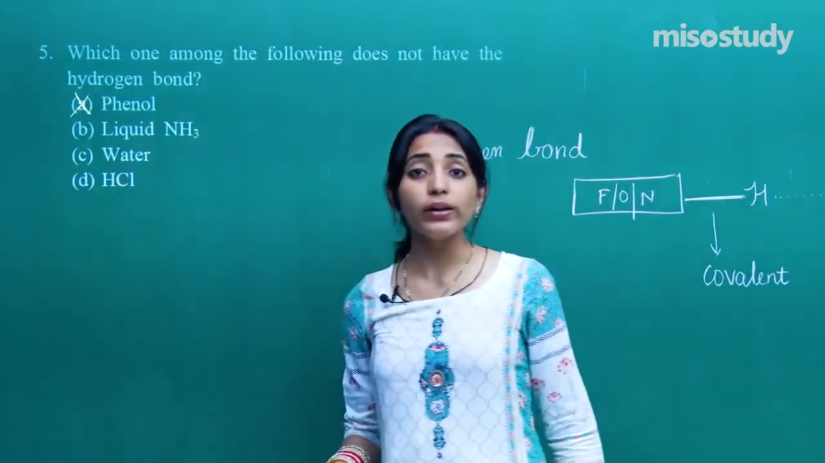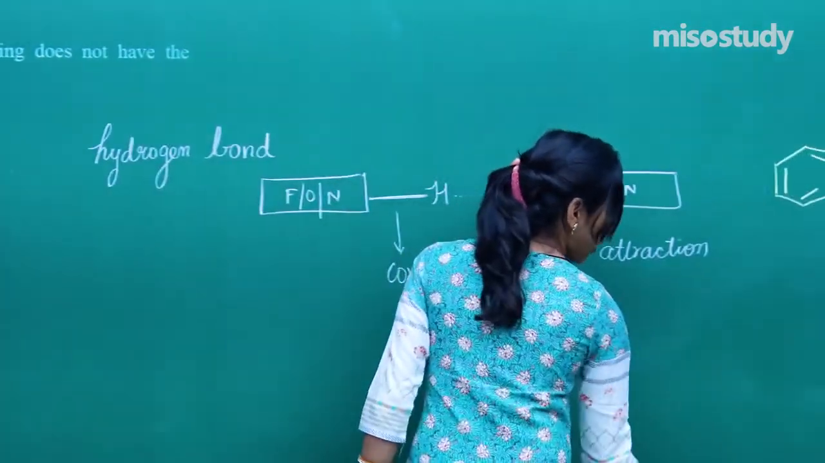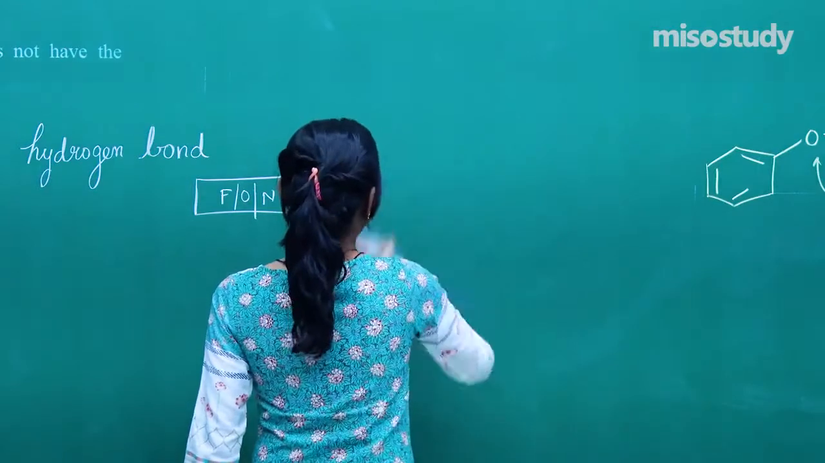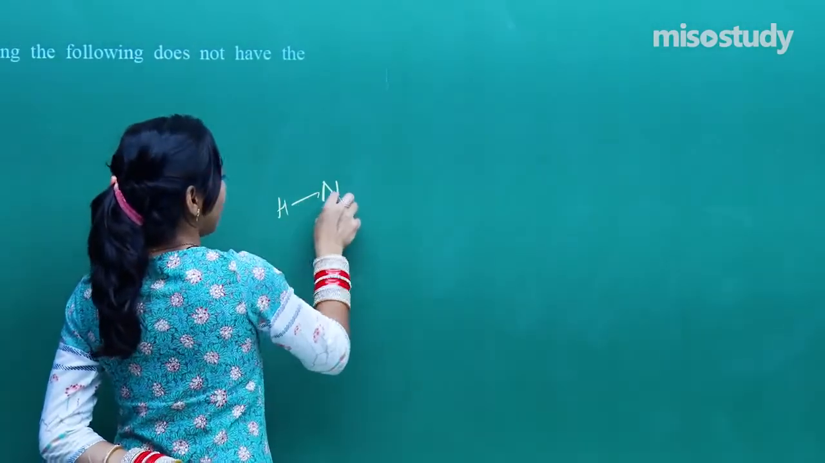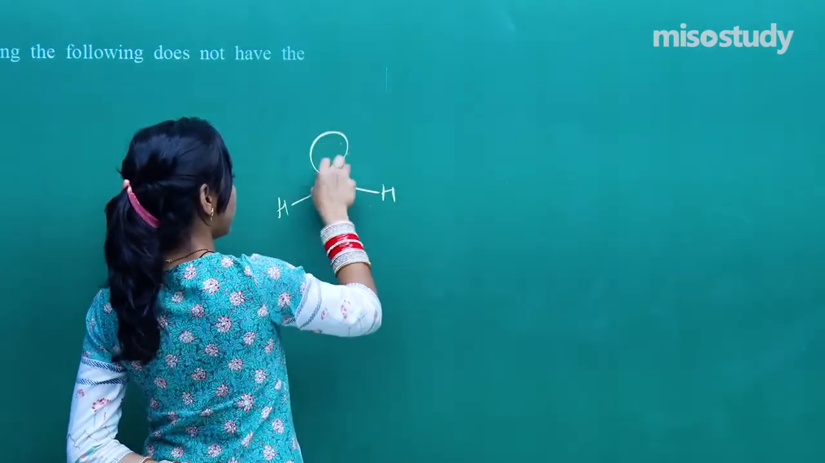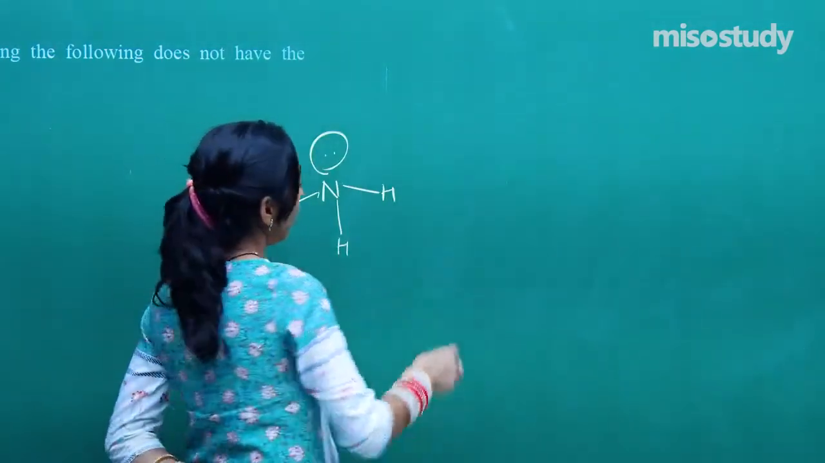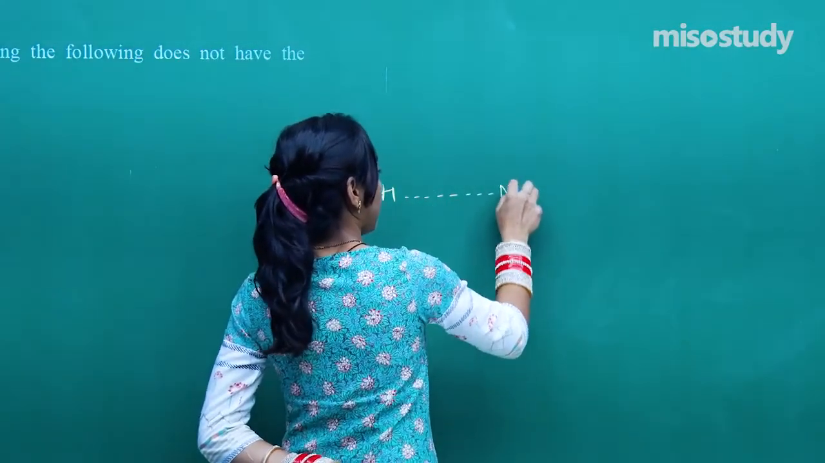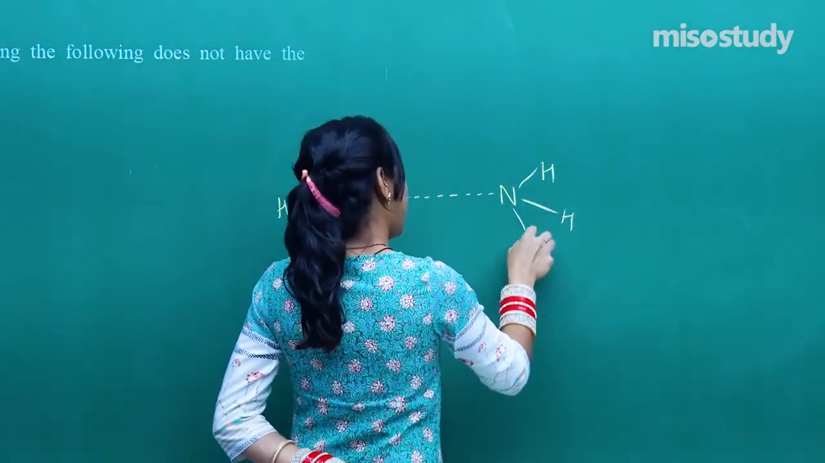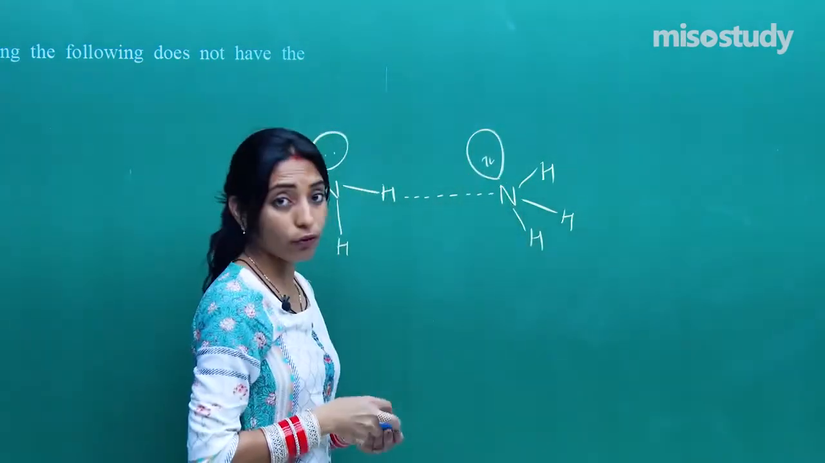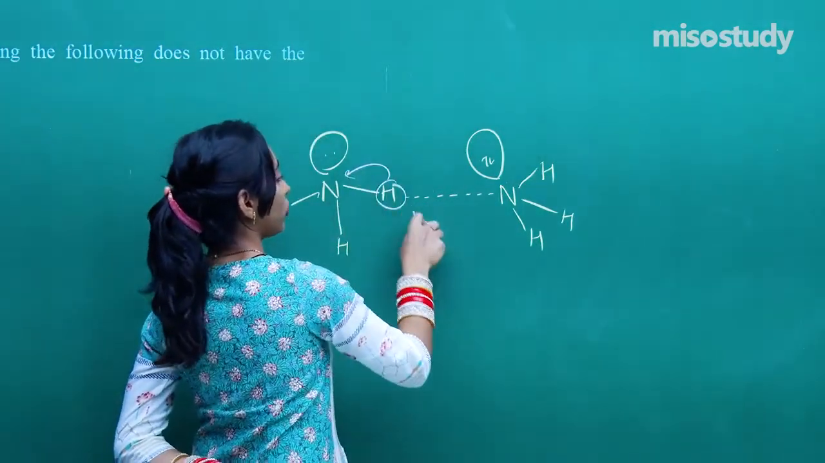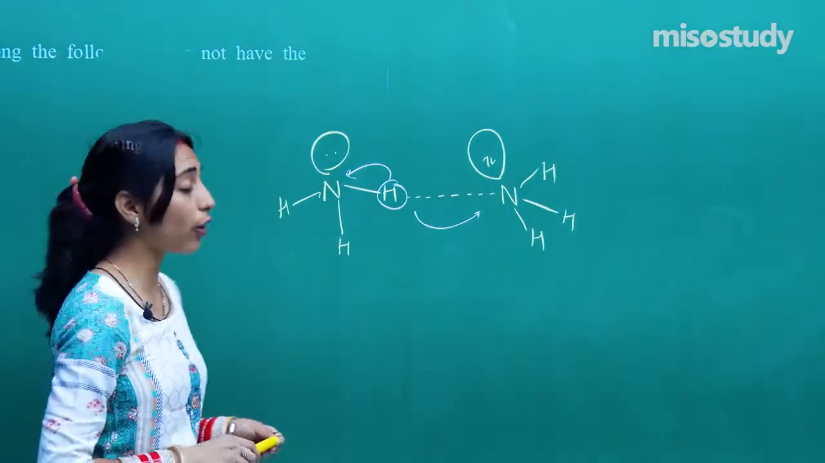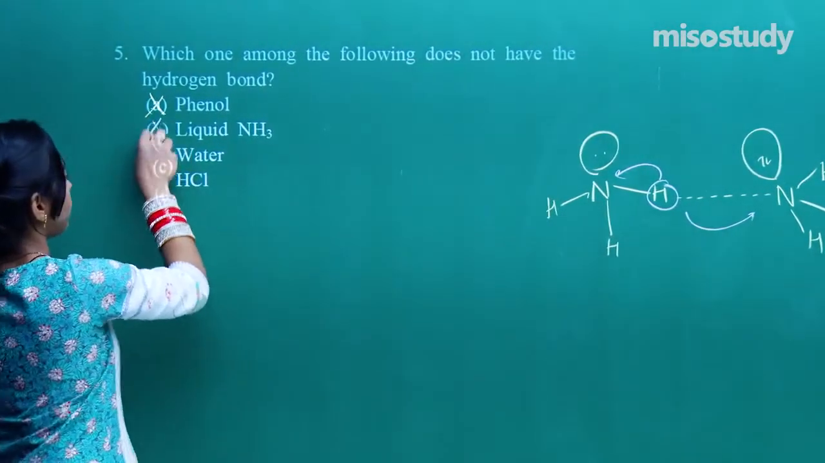Second option is liquid ammonia. So, let us draw for liquid ammonia. This is NH3. Liquid ammonia means that the molecules will be close to each other since they are in the liquid form. So, one hydrogen can be bonded to another nitrogen from another molecule of ammonia. So, you can see hydrogen is sandwiched between nitrogen and nitrogen. So, yes, there is also hydrogen bonding. So, even this is also not the option.